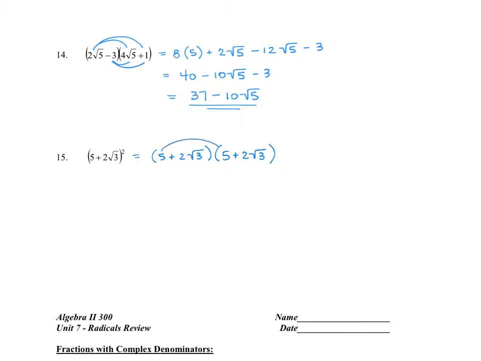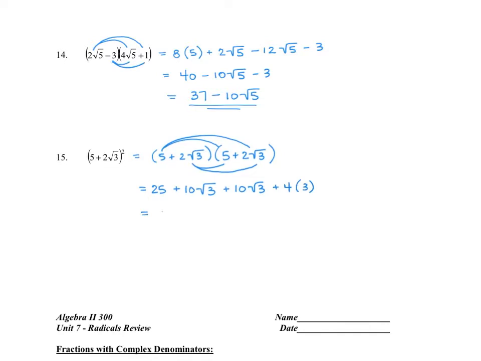So 5 times 5 is 25, multiplying the first terms. Multiplying the outer terms, I have 5 times 2 rad 3, which gives me 10 rad 3. The inner terms of 2 rad 3 times 5 gives me another 10 rad 3. And the last terms of 2 rad 3 times 2 rad 3 gives me plus 4 times 3.